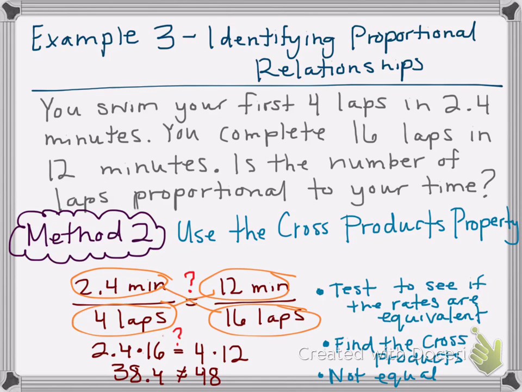So then the question is the number of laps proportional to your time? Then you look at this and you say no. So now ask yourself, what do you like better, method 1 or method 2? You need to know how to do both, but you can decide what you would like to use on a test. Let me go ahead and give you an on your own.